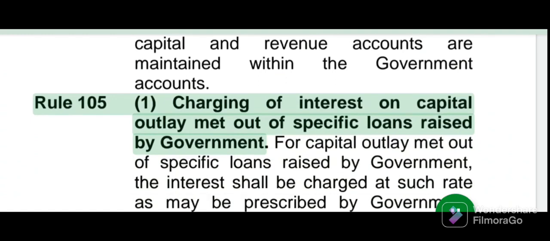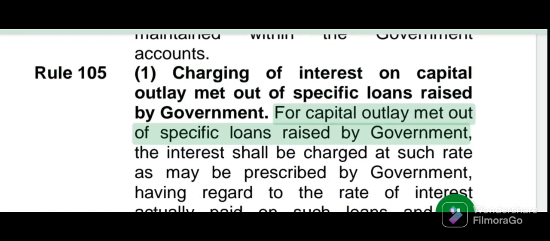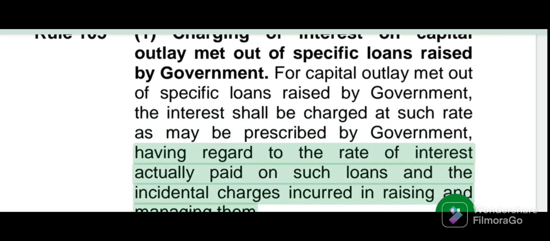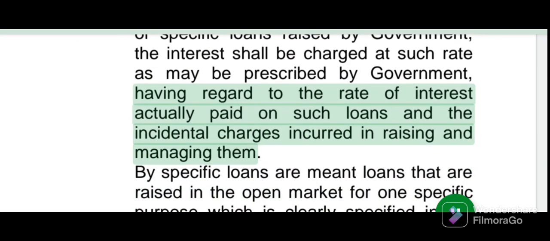Rule 105: Charging of interest on capital outlay met out of specific loans raised by government. For capital outlay met out of specific loans raised by government, the interest shall be charged at such rate as may be prescribed by government, having regard to the rate of interest actually paid on such loans and the incidental charges incurred in raising and managing them.